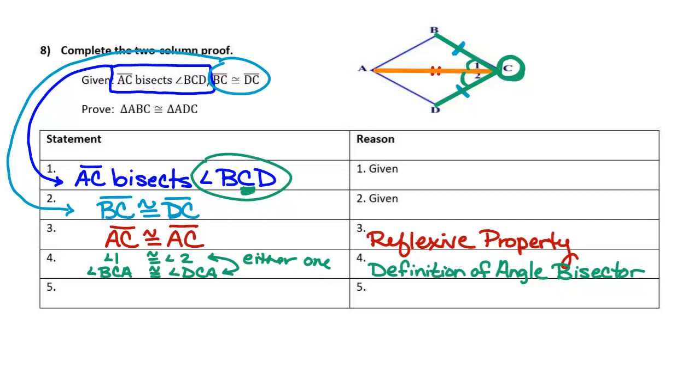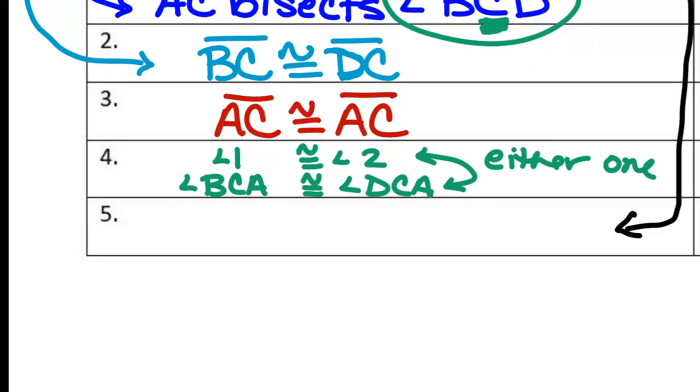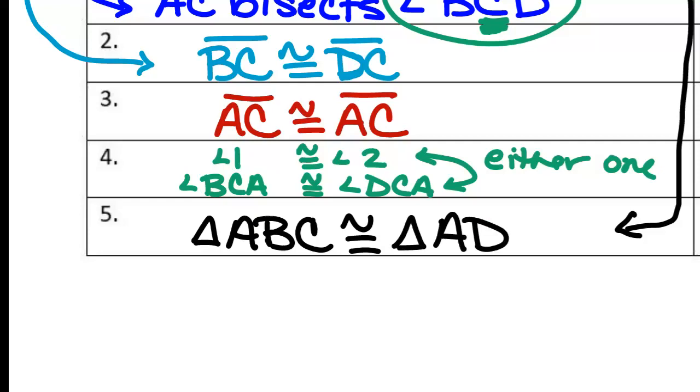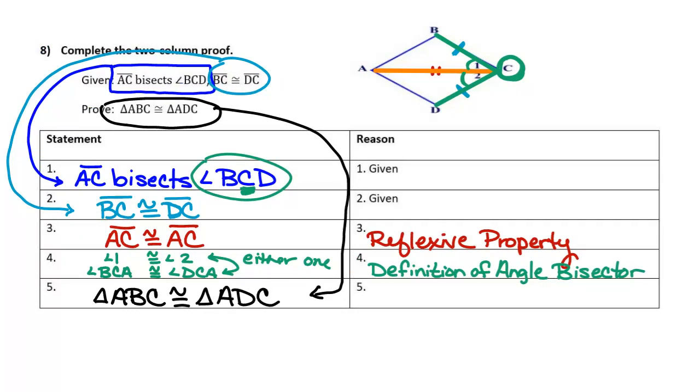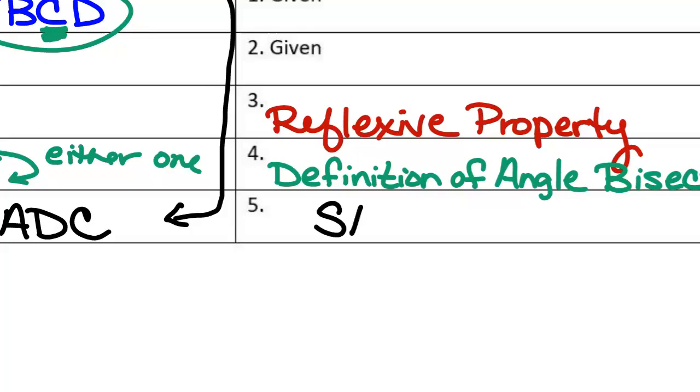Do we have enough information marked up on the picture to say that these two triangles are congruent to each other? Yes. So I'm going to recopy my triangle congruence statement down here that they wanted me to prove. Triangle ABC is congruent to triangle ADC. Which triangle congruence criteria are we using to say that those two triangles are congruent to each other? Side, angle, side.